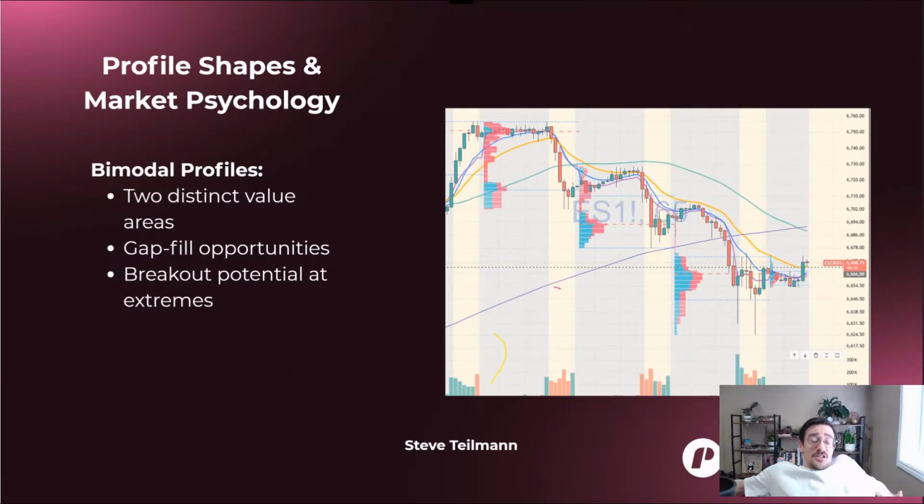So we talked about balanced profiles, the D shapes, where we want to revert to the mean. And we talked about skewed distributions, and we used an example of a positive skewed distribution. Let's talk about the last of the major kind of replicable patterns that you'll see on these.